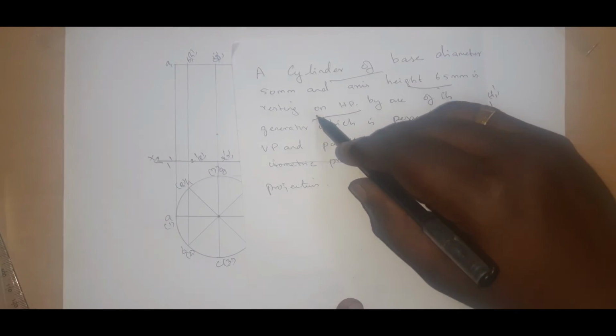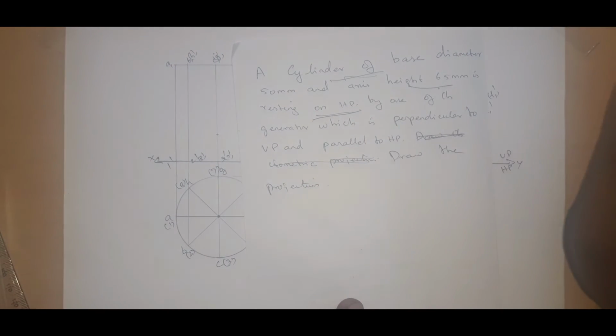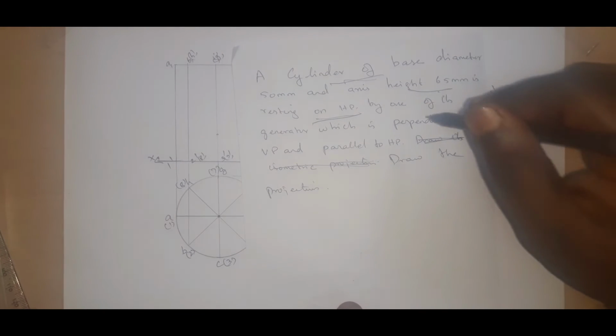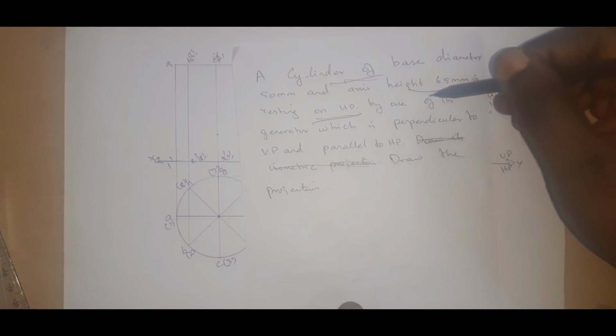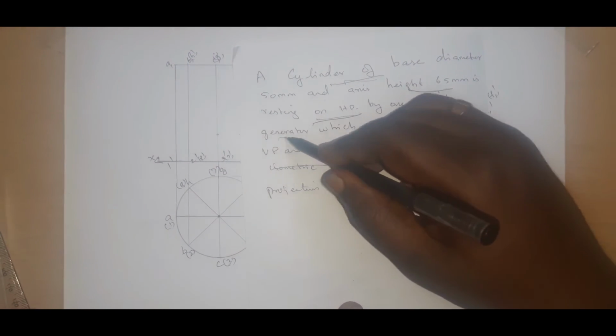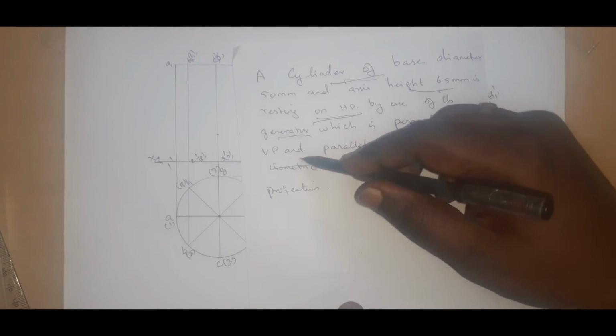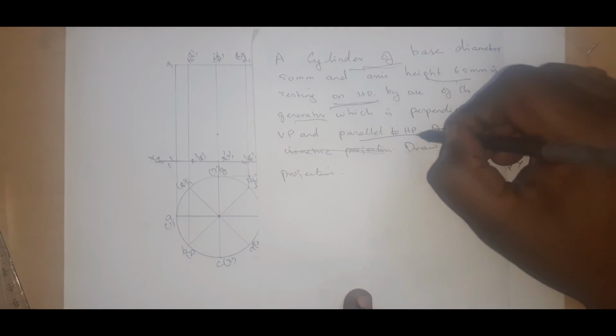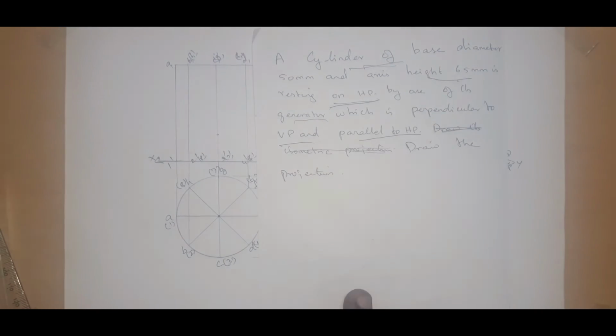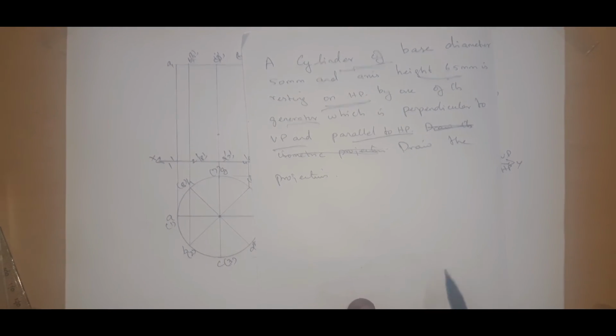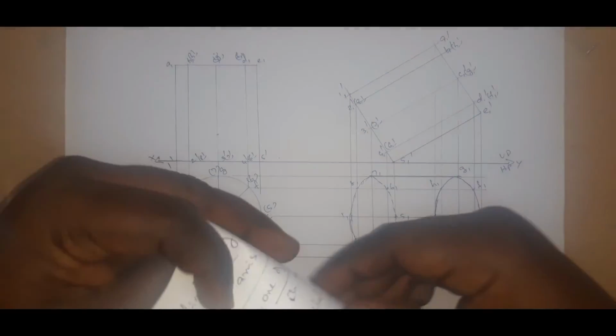Where it is resting and the dimensions are clearly given, nothing to worry about. With what it is resting? By one of its generators, which is perpendicular to VP and parallel to HP. Which one is the generator here? The generator means something very simple. Just imagine.